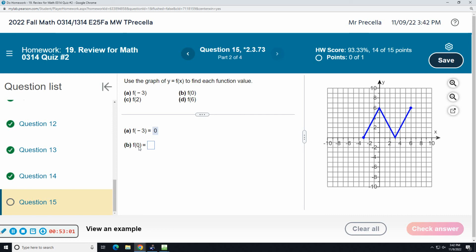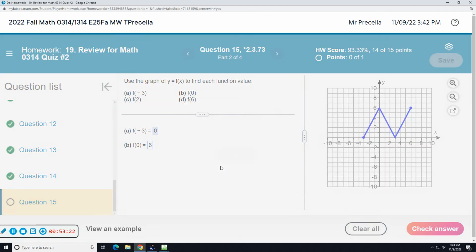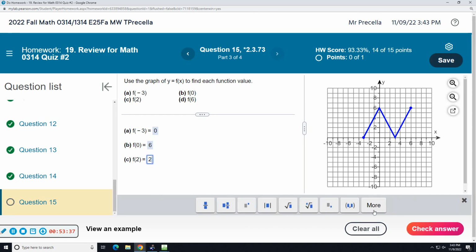F of 0. What's the x value here? The x is 0. When x is 0, the y value is 6. I agree. You're looking at the graph. When x is 0, there's the point. The y value is 6. F of 2. When x is 2, what's the y value? My cursor is pointing at the ordered pair right there. What did you say? I couldn't hear you. 2. I agree. When x is 2, y is 2.